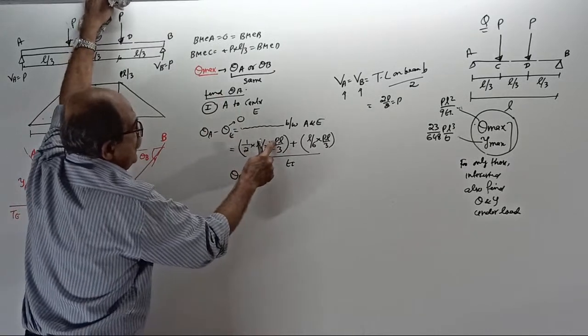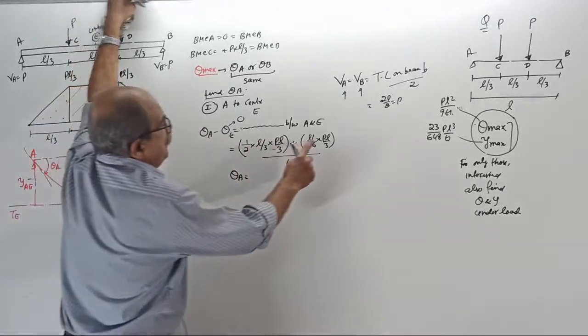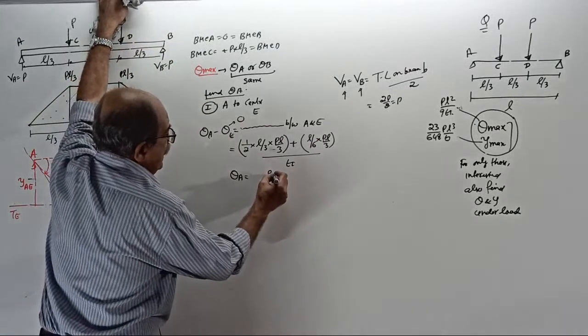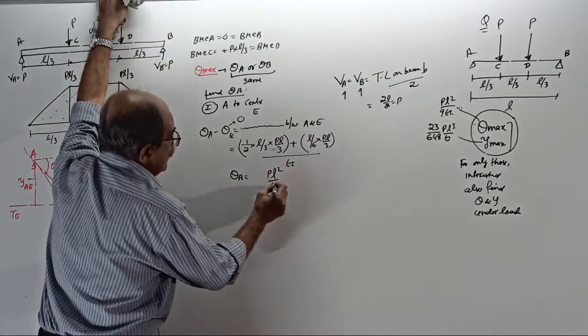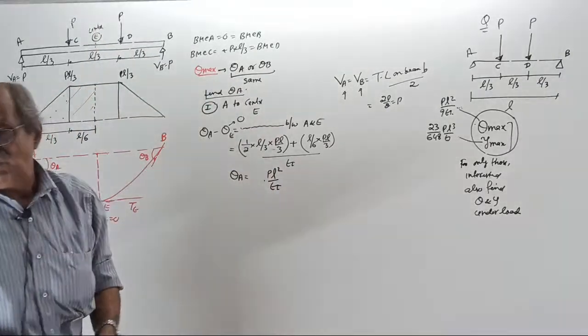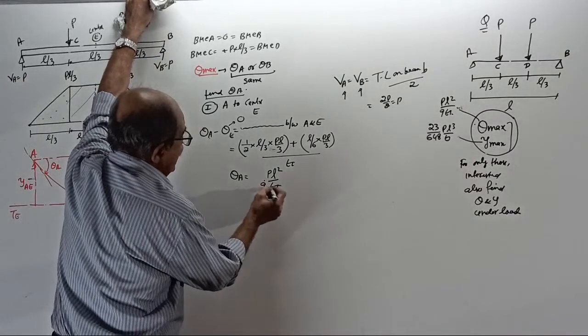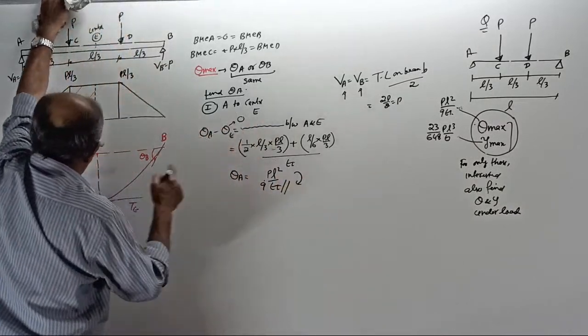Calculate. P into L, L square. Both are PL square. So you will get PL square by EI into a number. I told 1 by 9. What is the number? I think I got 1 by 9. If I remember correctly, it is 1 by 9. Calculate: half into 3 into 3 plus 1 by 6 into 3. You should give the answer fast. 1 by 9, correct, what I told. It is PL square by 9 EI, clockwise.